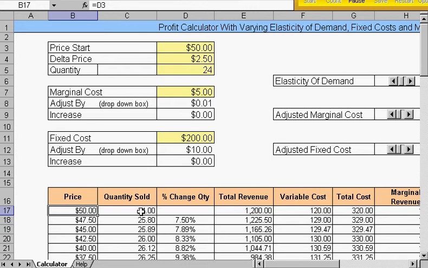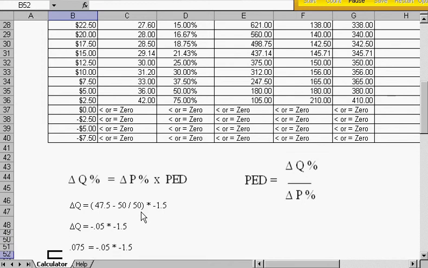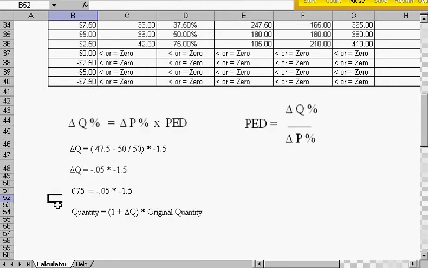Now that we put all our data in, let's take a look at our calculations. Let's see how we arrive at the quantity sold. It's one of the most valuable aspects of this calculator that we have. We start with $47.50 and $50. And let's go down here. Here's our formula. Price elasticity of demand is the delta Q percent divided by the delta P percent. The delta Q percent, we can also say, is equal to delta P percent multiplied by PED through basic algebra.